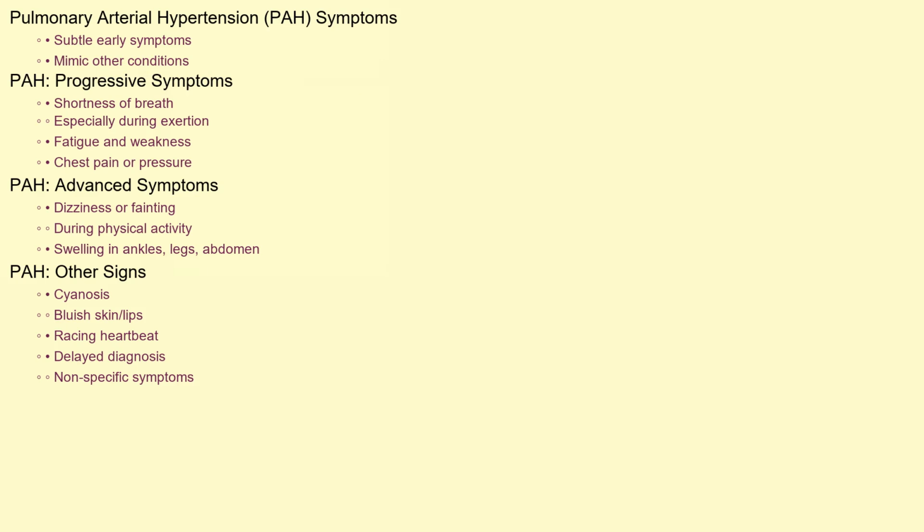As the disease progresses, symptoms become more noticeable and debilitating. Common signs and symptoms include shortness of breath, especially during exertion, fatigue and weakness, chest pain or pressure, dizziness or fainting spells, particularly during physical activity, swelling in the ankles, legs, and eventually abdomen, a bluish tinge to the skin or lips, called cyanosis, and a racing heartbeat. Because these symptoms are non-specific, diagnosis can often be delayed.